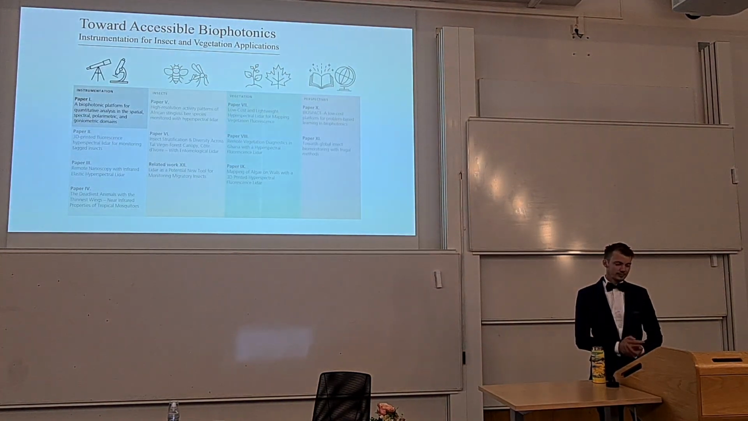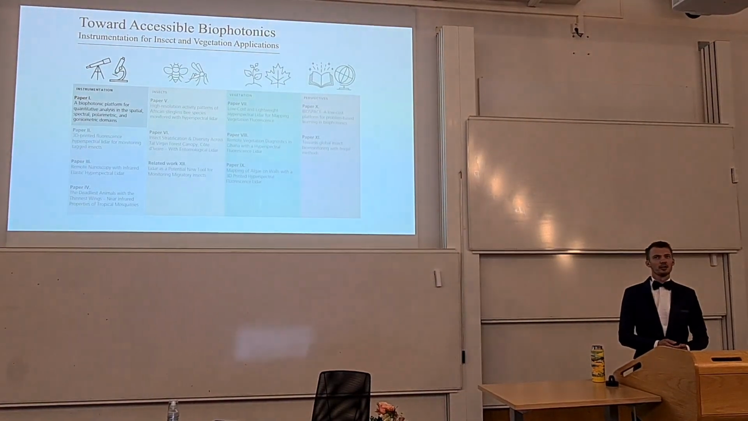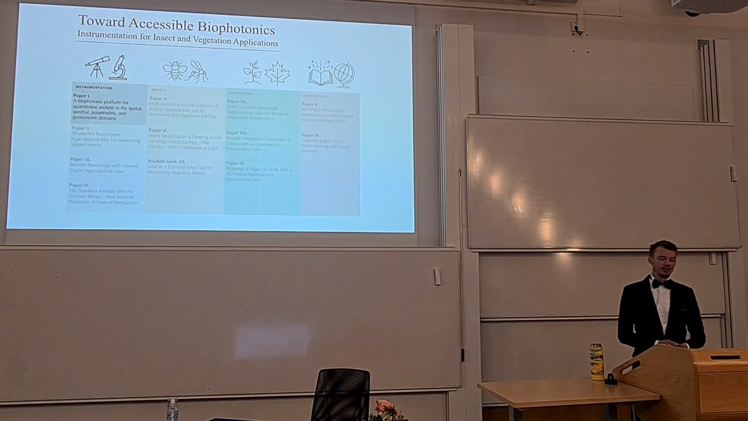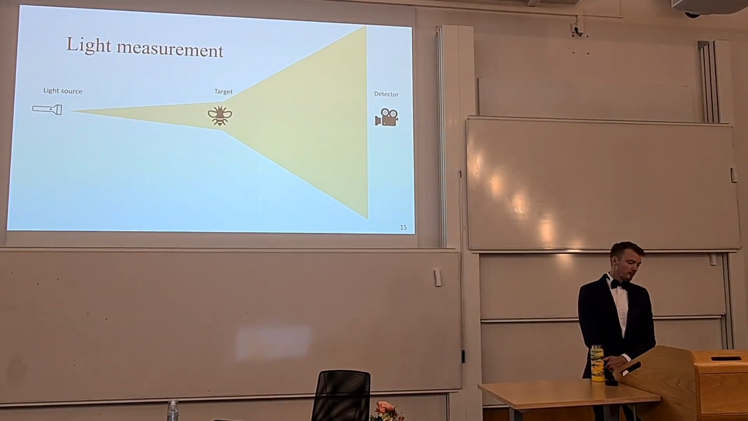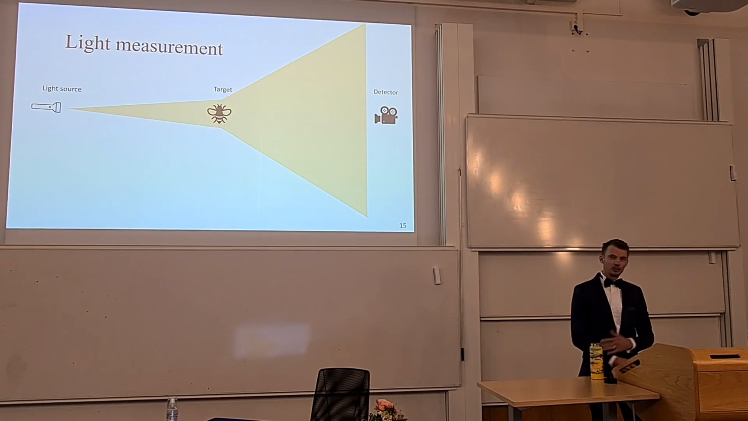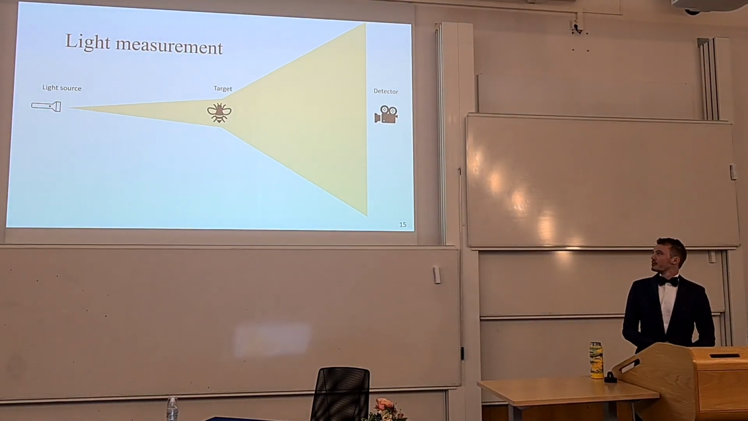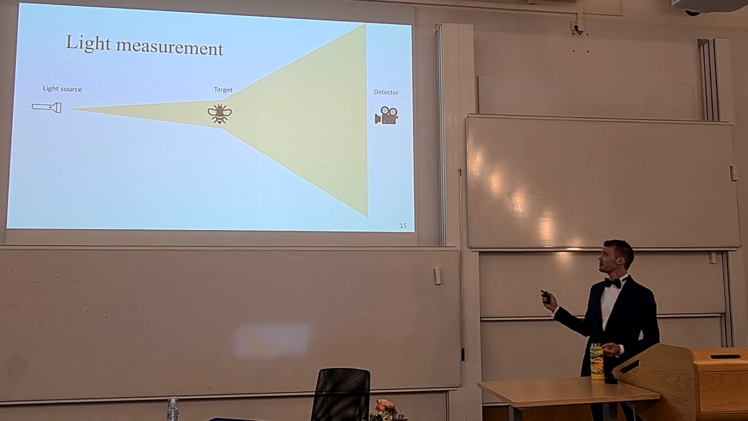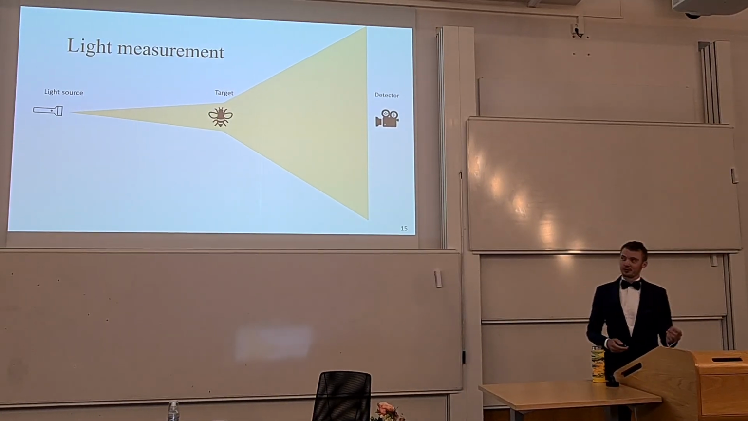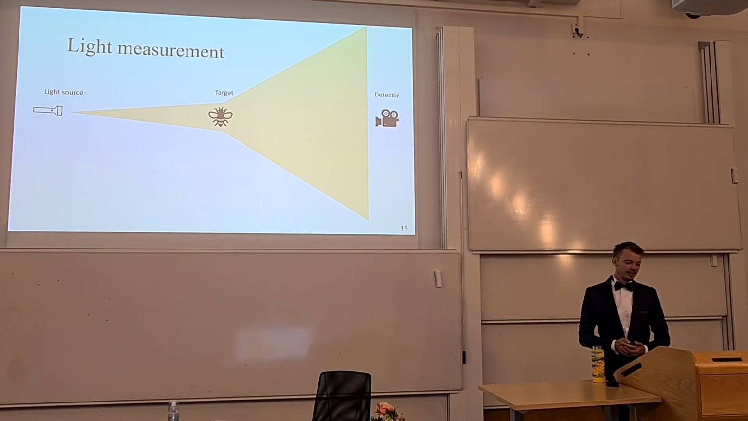So, in the first paper, we made this instrument called Biospace, which we say is a 6-dimensional camera. So what do I mean by that? First, we have to discuss what a light measurement is. When you do a measurement with light, you typically have a light source, a detector, and a target. You illuminate your target, and you record the light that comes out on the other side.